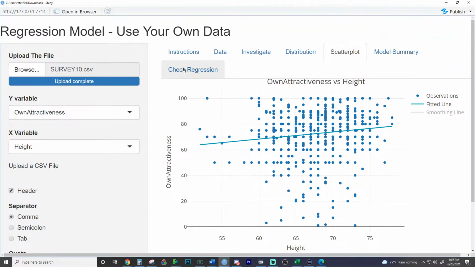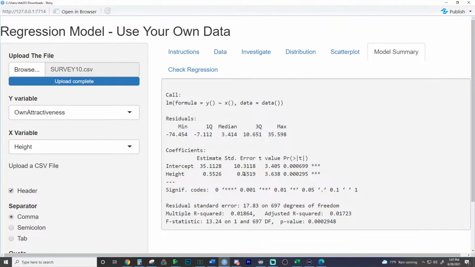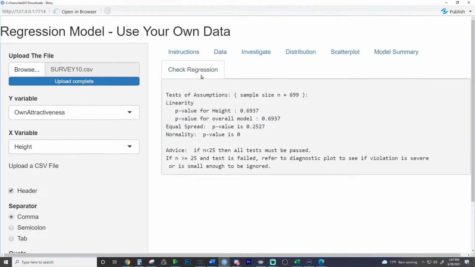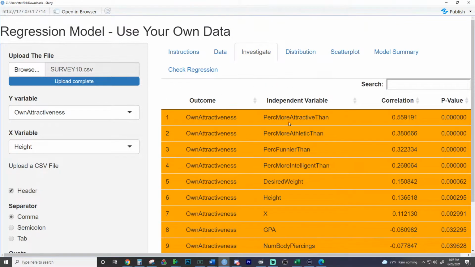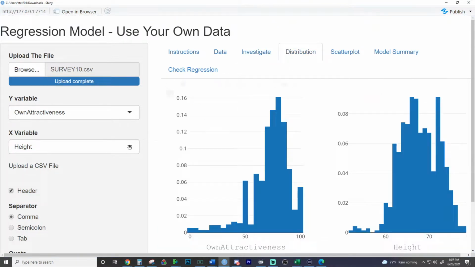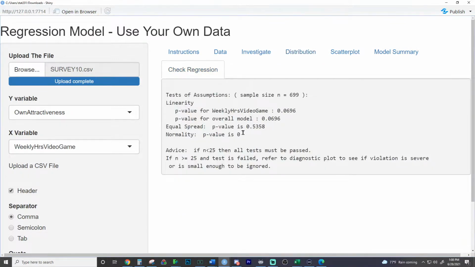I don't expect people... I think the check regression still broke. No, check regression works. Okay. I think for some it doesn't work though. Check regression is working right here, and the model summary is created. So you've got your model summary, your check regression, your scatter plot, and your distribution of the two single variables. You can investigate relationships right here, and as you change this, it changes to what you're talking about. So you can see that one is very skewed. We probably fail some check regressions on this now. Normality of the residuals is going to fail.